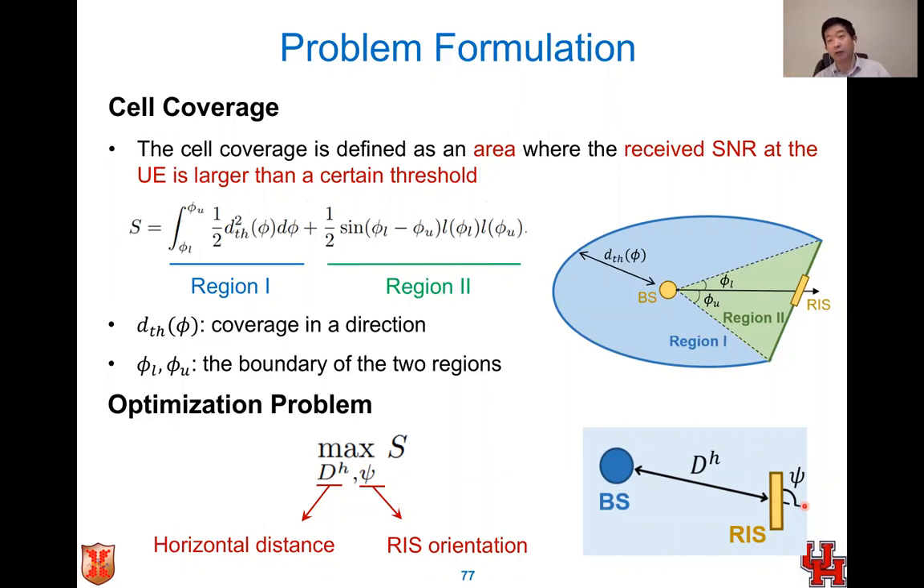In other words, when I take a photo, how far away should this guy hold the reflector and with which orientation, so that I look much younger. Anyway, just joking.